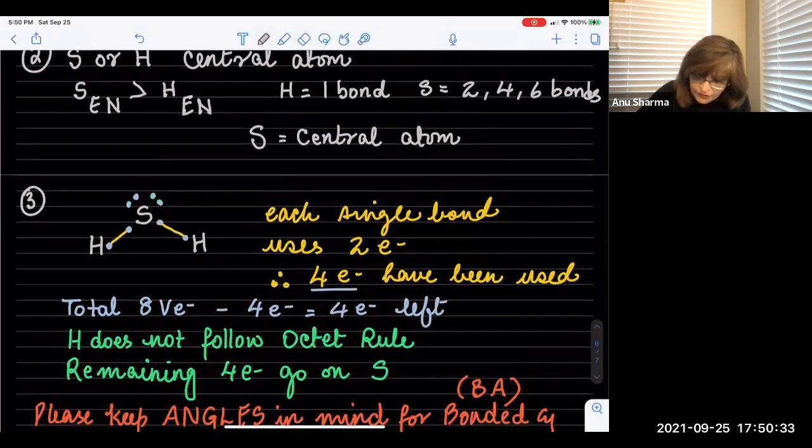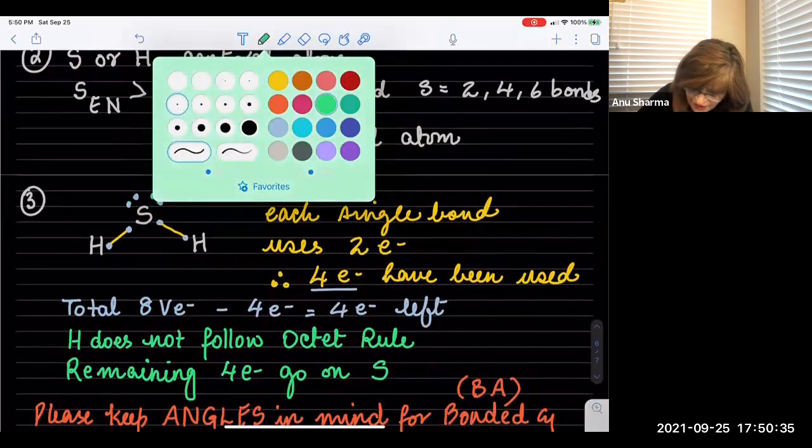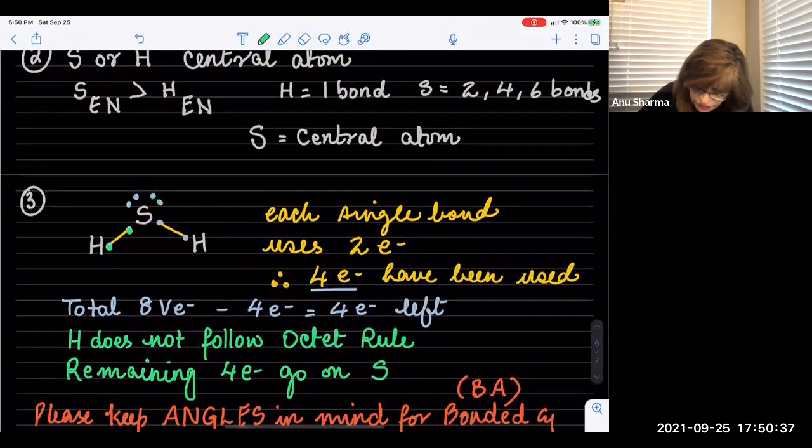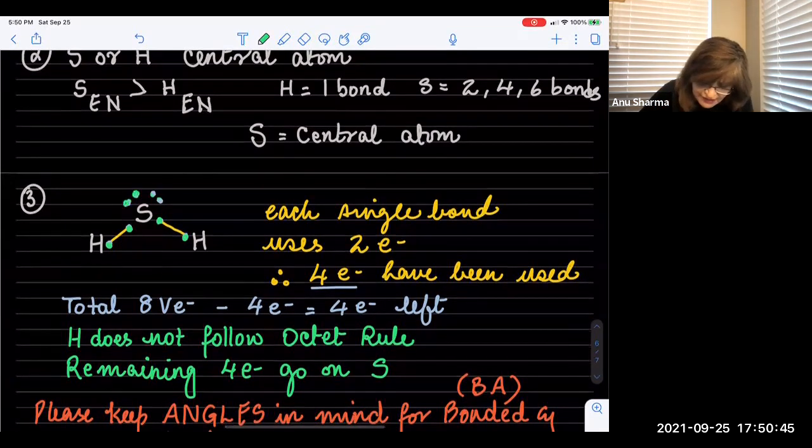Let's look at this. As we talked about, these 4 electrons are being shared by sulfur, the ones I pointed in green, and then 4 more, 5, 6, 7, and 8. So sulfur has 8 electrons.